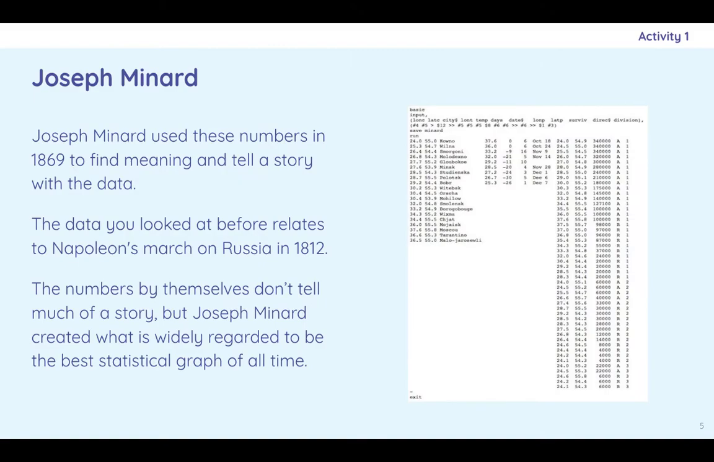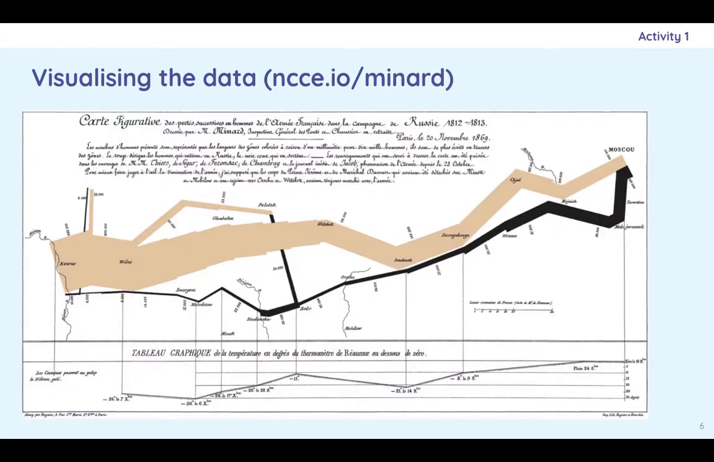So the example we were given was the Joseph Minard visualization, and it relates to Napoleon's march on Russia in 1812. And so the numbers themselves are pretty hard to interpret. I saw survive, I thought that might be survivors, but I wasn't really sure what that meant. But Joseph Minard created a visualization, and here it is. So it's actually a map, and it's got the data visualization put on top of the actual map.